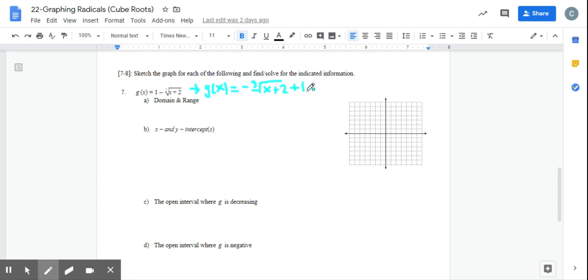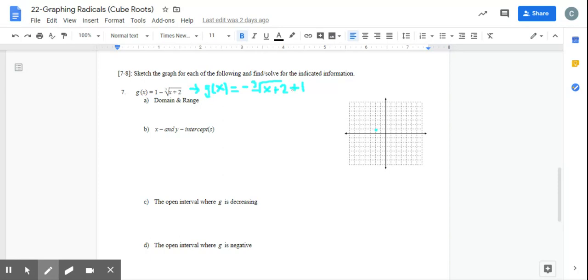So remember, if we try to predict where our point is going to be, it should hopefully be at negative 2 and then plus 1. So we go 1, 2, up 1. The same rule still applies for our cube roots: that shift inside here is actually going to be our middle point, our turning point on this one.